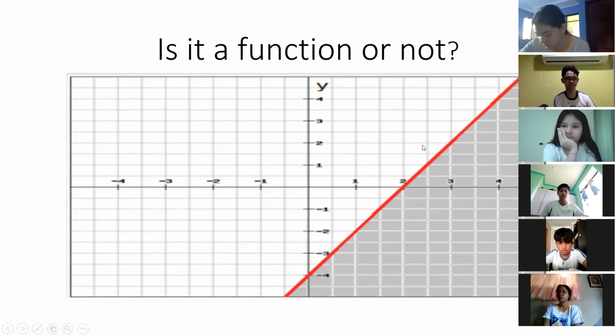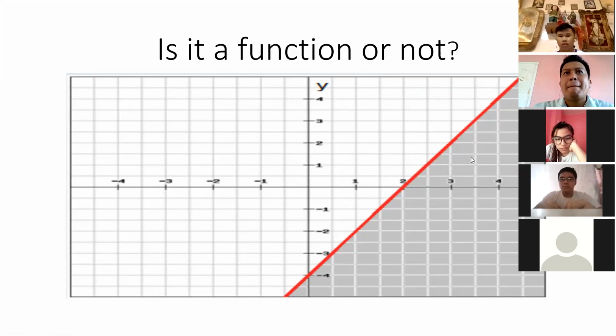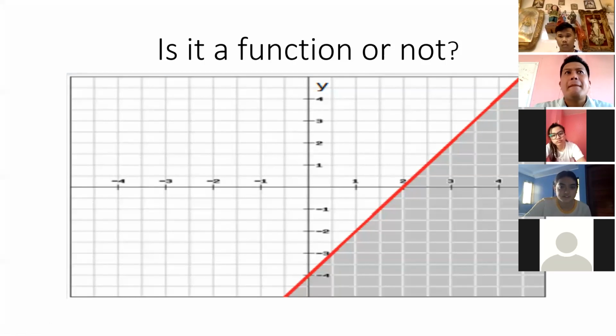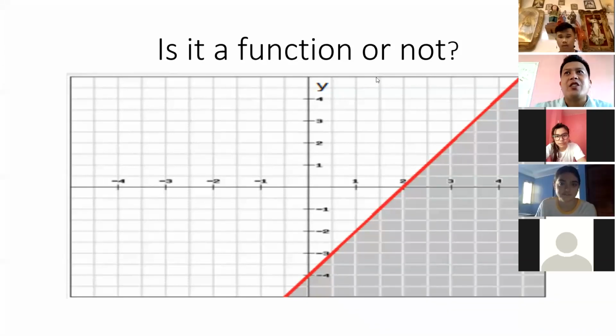Alan chatted that he can see the example. Okay, okay. So what about those who were able to see this one? How about Lucia? May I ask Lucia, is this a function or not? Function. It's a function.